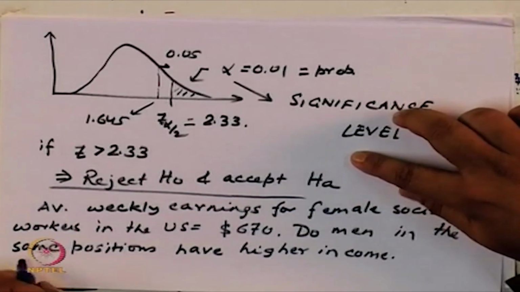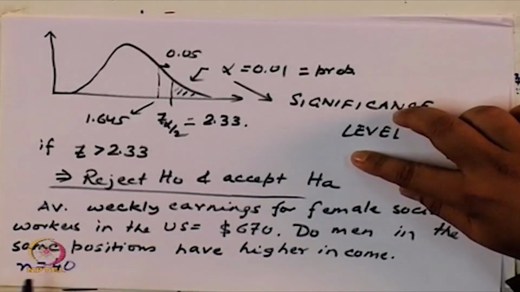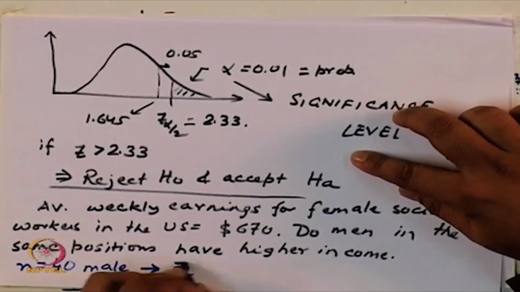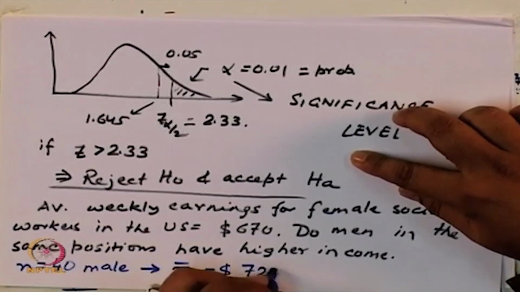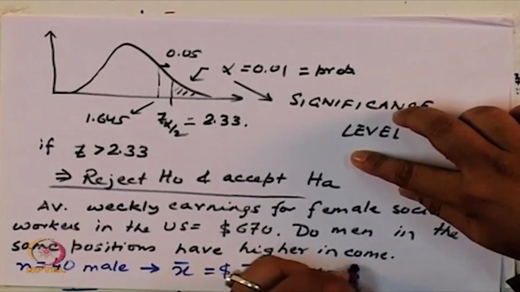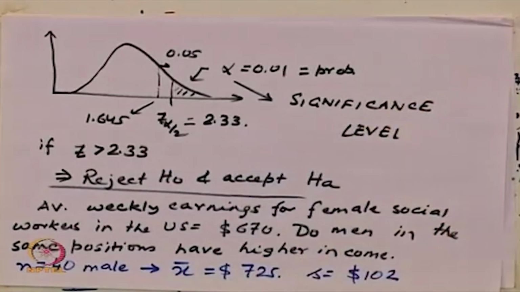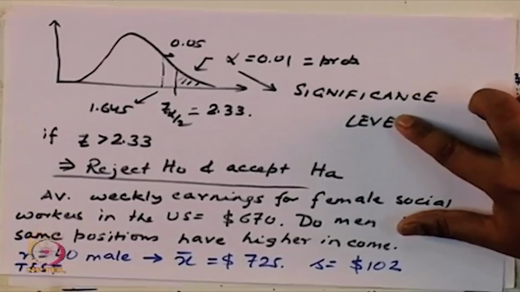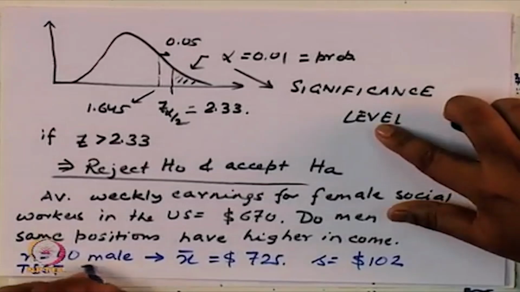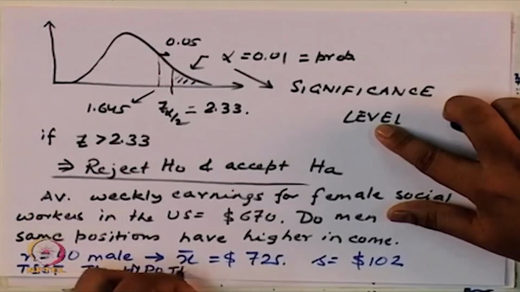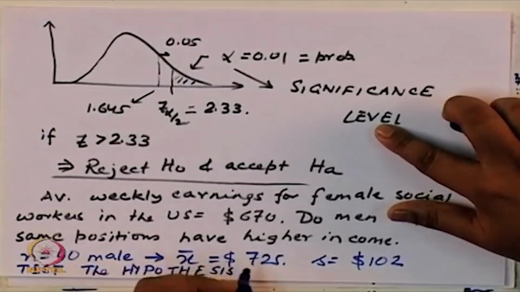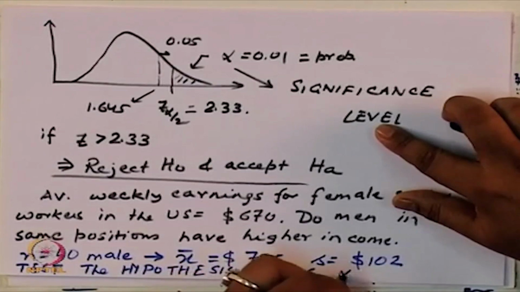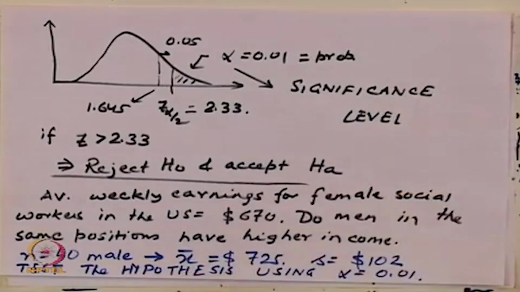Okay. So, a random sample of n equal to 40 male individuals has given the statistics of x bar equal to $725 and S equal to $102. So, you want to test the appropriate hypothesis using alpha equal to 0.01.